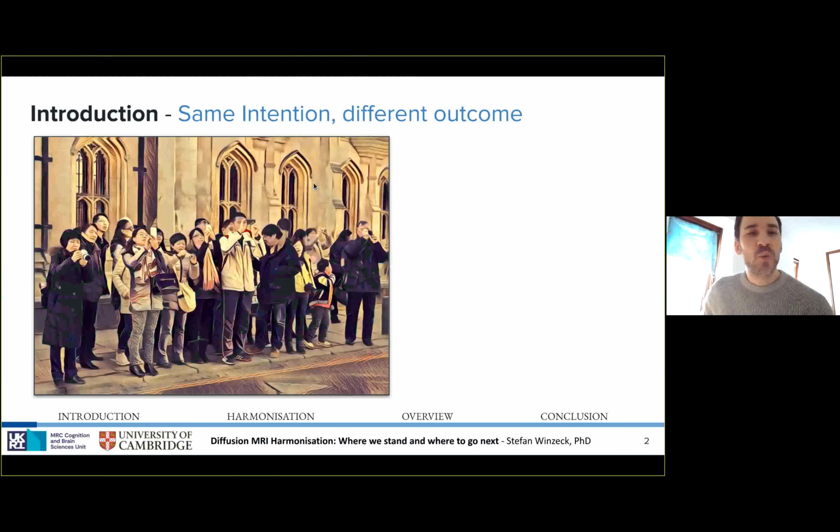So as we know, most people who live in Cambridge know that there are a lot of tourists during summer in the streets of Cambridge. And although they take a picture of the same building, for example, they all use different cameras and different angles. So the intention is the same, but they all go home with a different image.